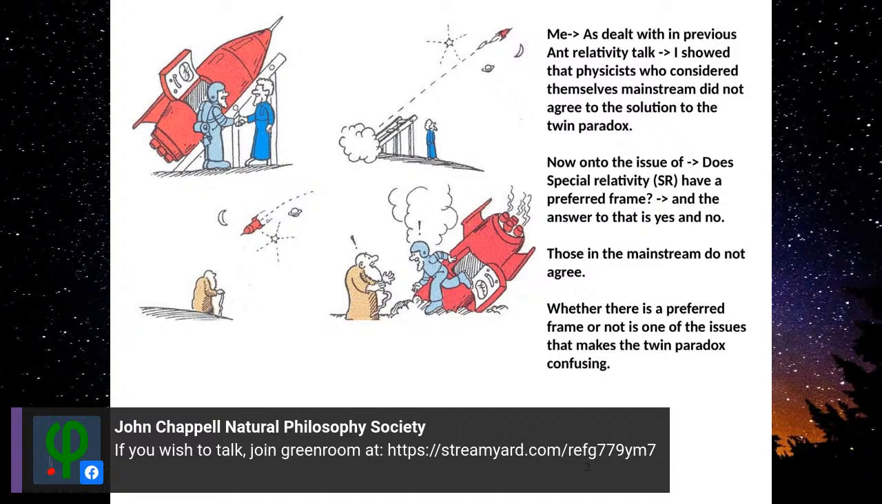But in this case, you would say, well, it's not symmetrical. Both frames for the twins are not the same, and so there must be a preferred frame. But then you get on to people who believe in Einstein's relativity, and they're saying, no, that's not a preferred frame, which doesn't really make sense to us who believe in a preferred frame.